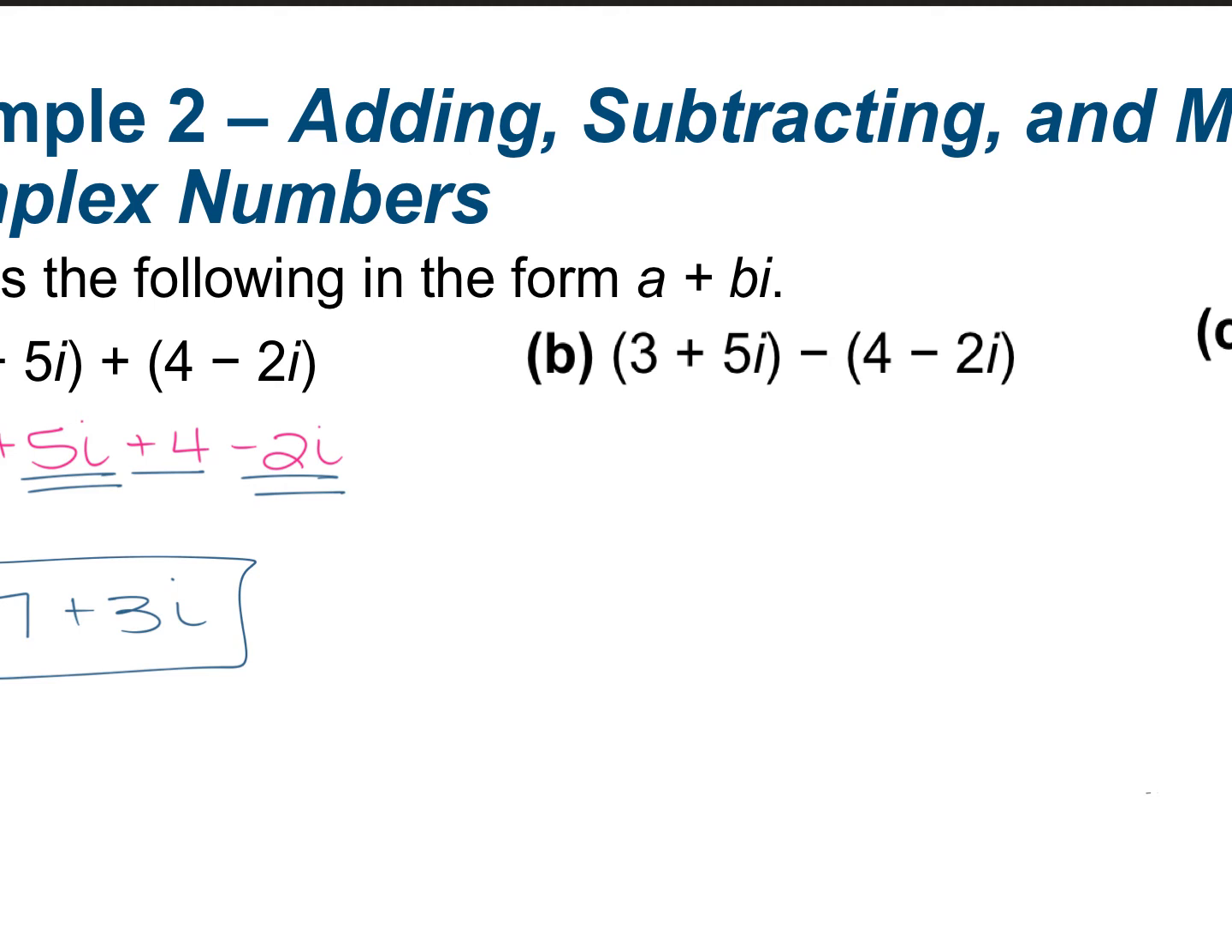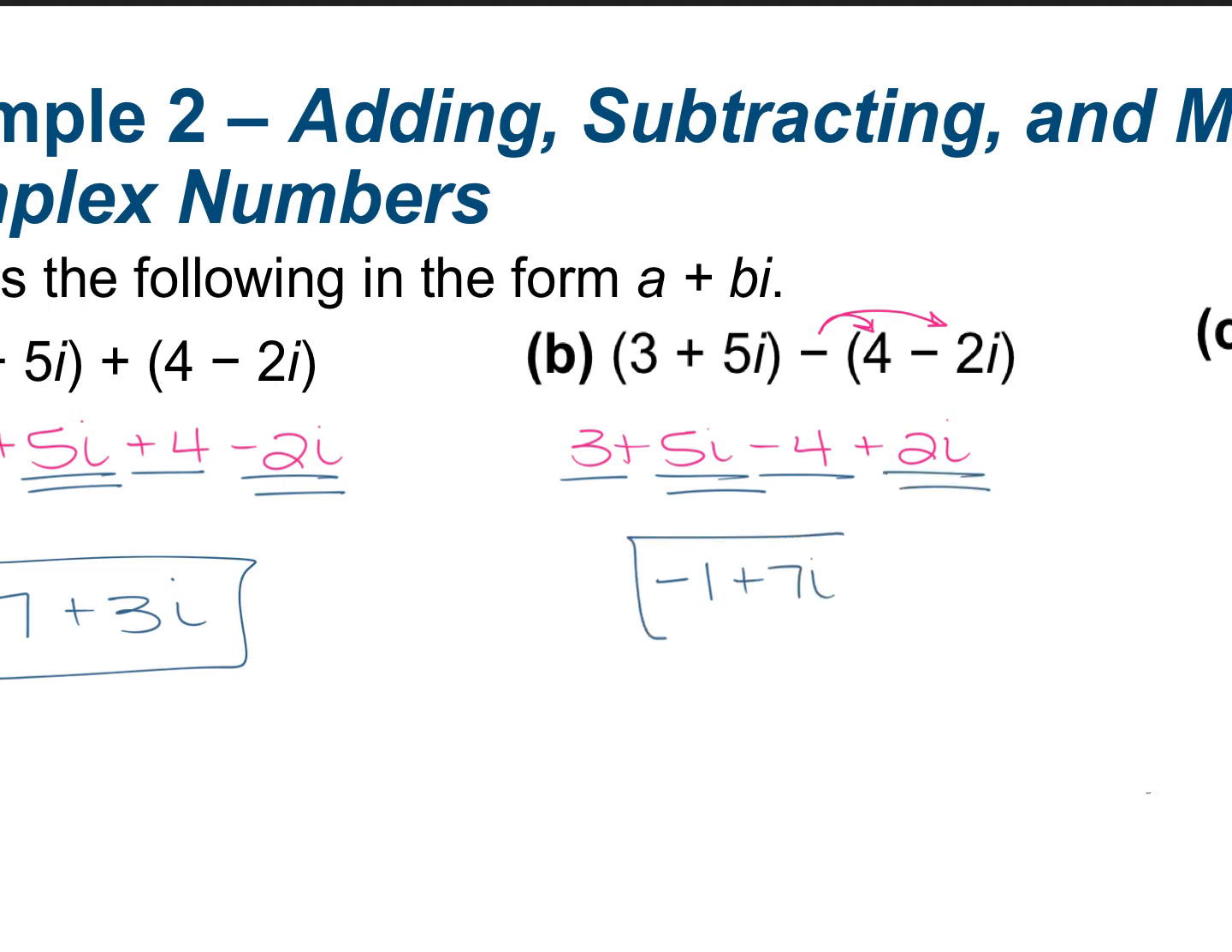For example B, we have (3 + 5i) - (4 - 2i). With this one, since there's subtraction in between the two sets of parentheses, we will distribute that negative into the second set of parentheses to give us 3 + 5i - 4 + 2i. And then from here, we combine our like terms. So 3 - 4 gives us -1. 5i + 2i is 7i. So that's just -1 + 7i.